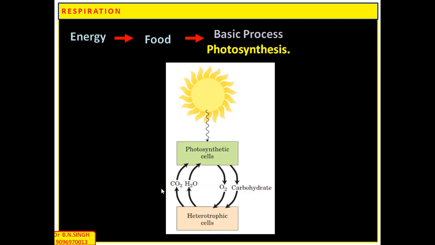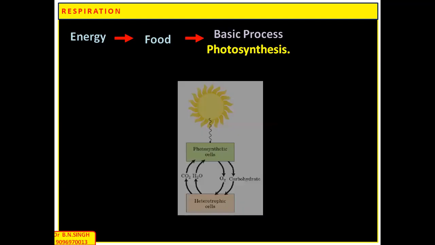This is the cyclic process. It is the cycle between respiration and utilization of respiratory product in the form of carbohydrate for the energy production by the heterotrophs. Now the basic process is the photosynthesis that feeds all the ecosystem.